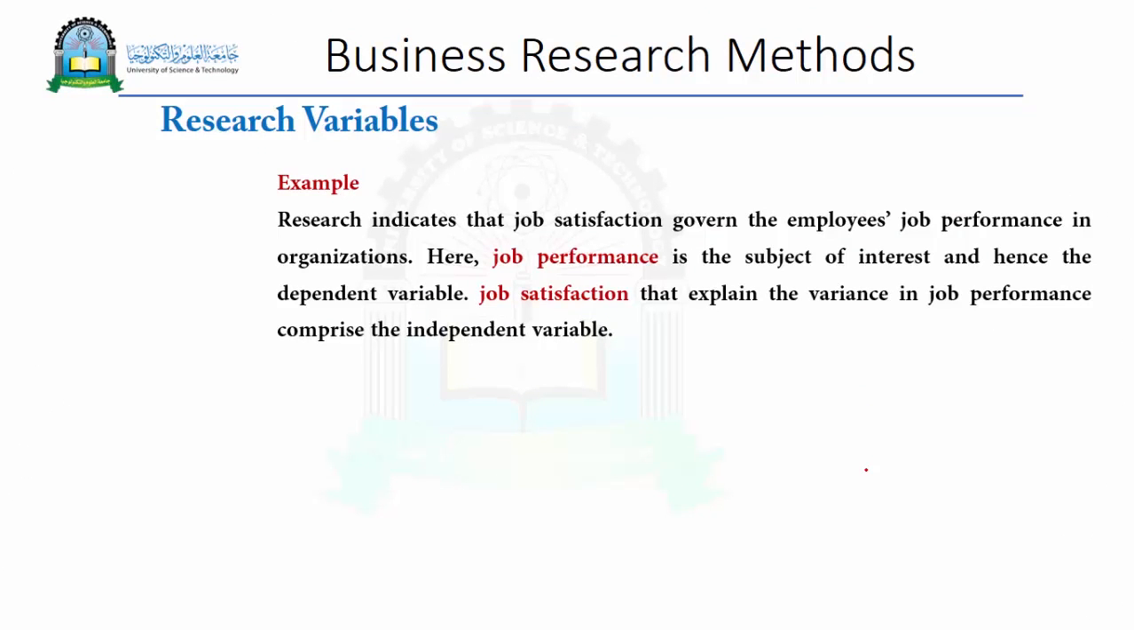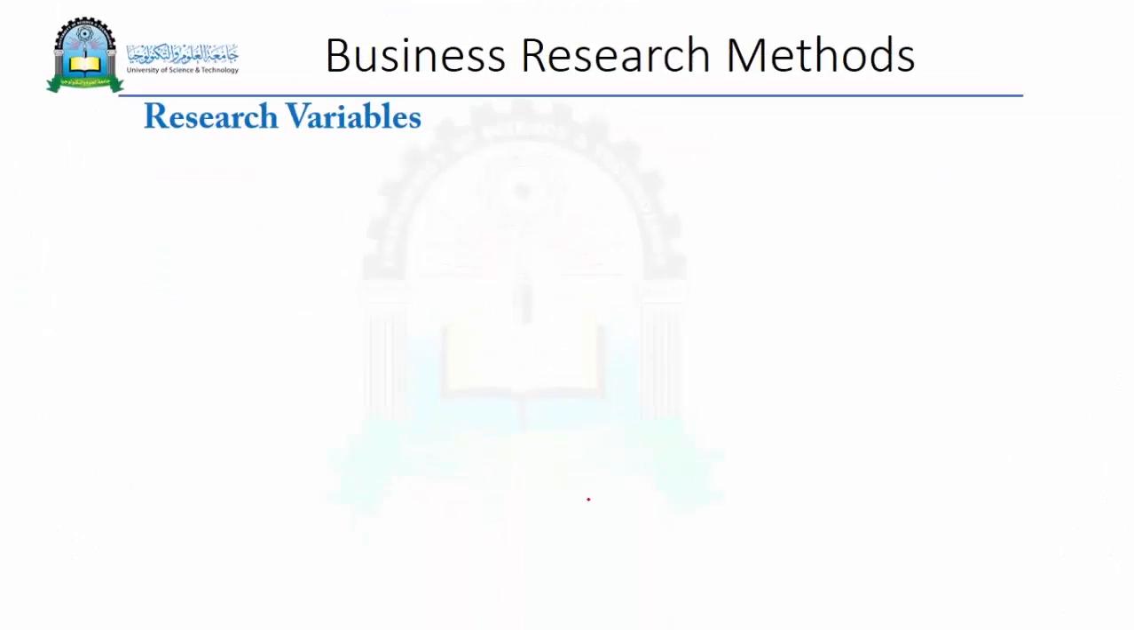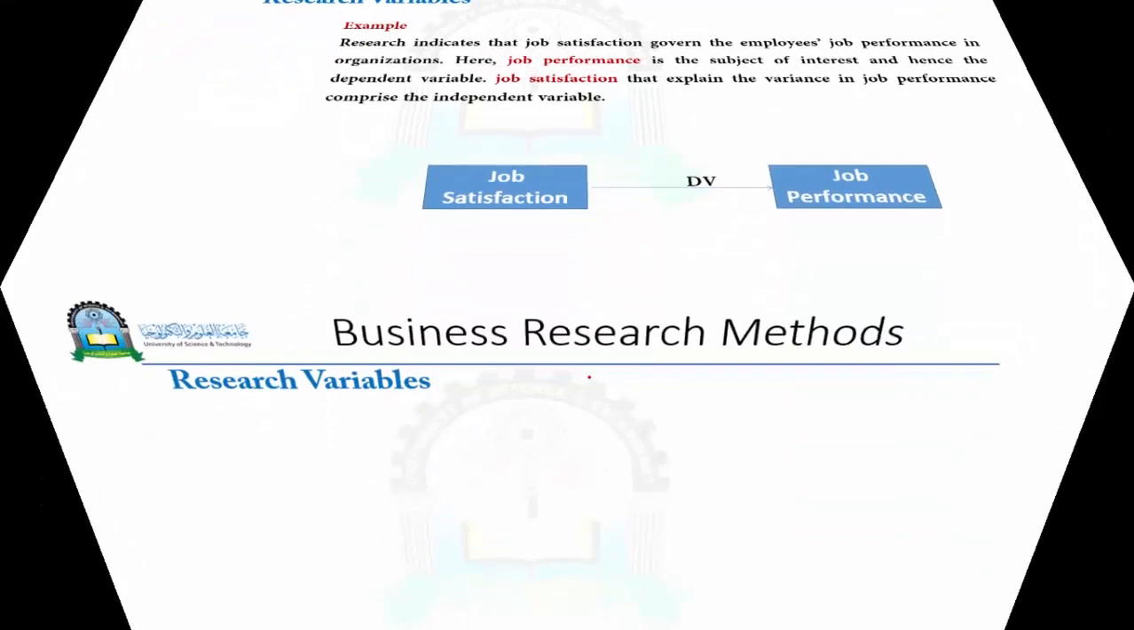An example for that is that job satisfaction can have an effect on job performance. So we can assume here that when the employees are highly satisfied, their performance is going to be high, and the opposite, vice versa. So here the job performance is the dependent variable and the job satisfaction is the independent variable.